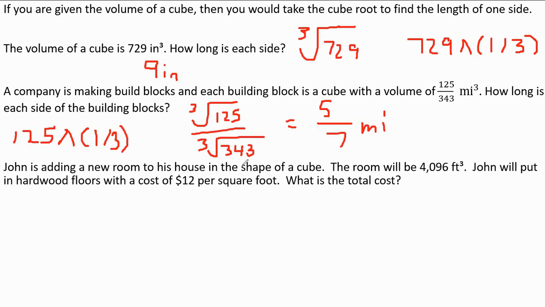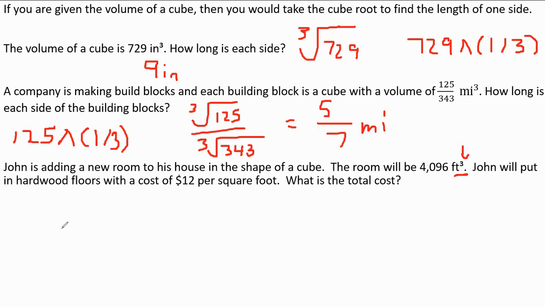So John is adding a new room to his house in the shape of a cube. The room will be 4,096 cubic feet. Look for the exponent. It's a 3 there. John's going to put in hardwood floors with the cost of $12 per square foot. What is the total cost?